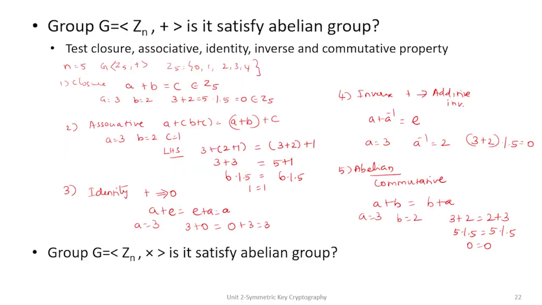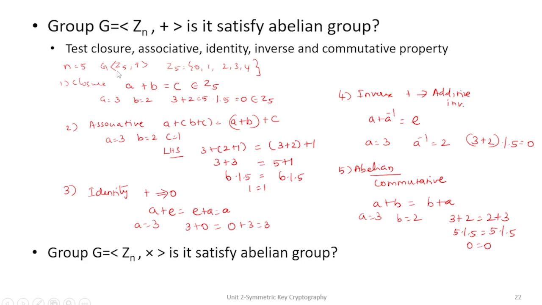Let us take an example for it. Group G is denoted with two notations. Here Zn is a set of residues, and plus is a binary operation performed on that set of residues. Whether it satisfies an abelian group: to be a group, the closure, associative, identity, and inverse properties should be true. Then the group is called an abelian group based upon the satisfaction of the commutative property.